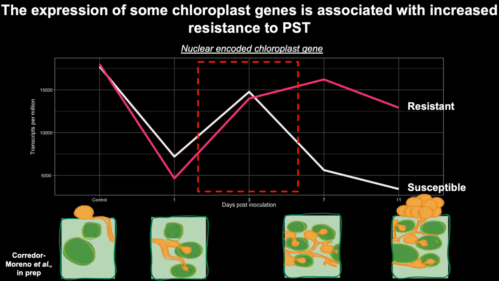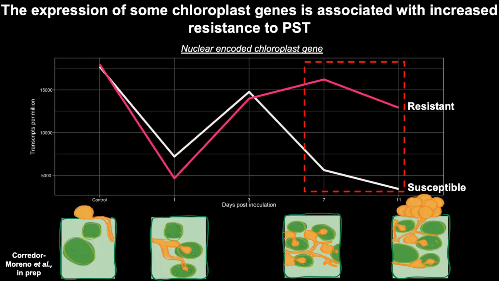However, interestingly, in the resistant interaction, there is a consistently higher expression of these chloroplast-associated genes than in the susceptible varieties in the later stages of infection. And we hypothesize that the higher expression of these genes in the resistant variety is an indication that these genes and the proteins they encode are important determinants of susceptibility to PST. And over the past few months, I've been validating this data and have begun to investigate the function of some of these genes.